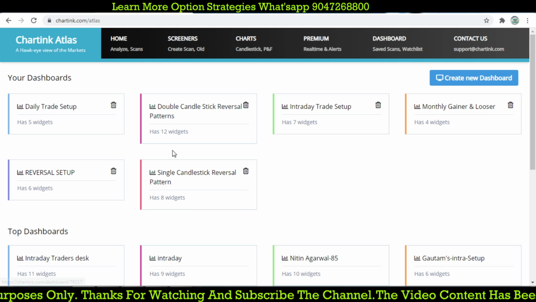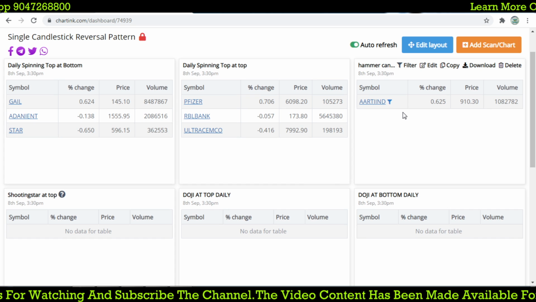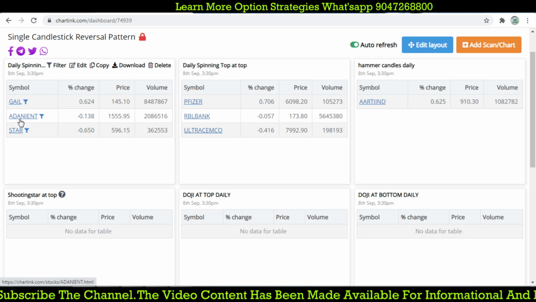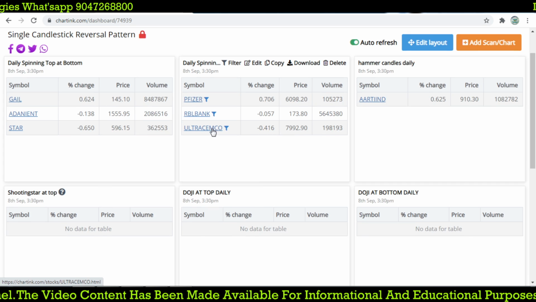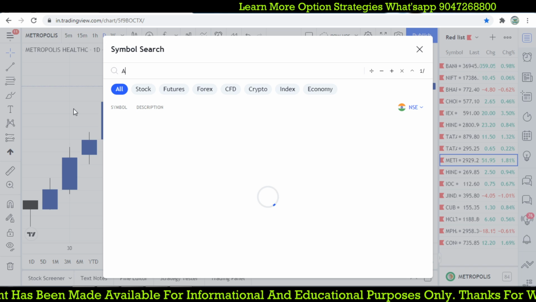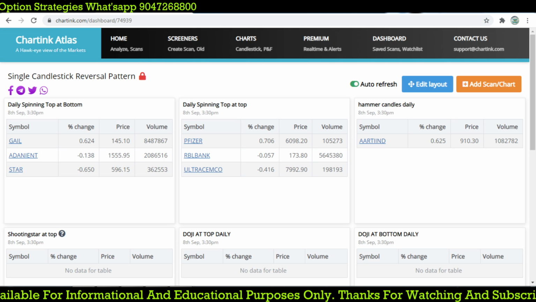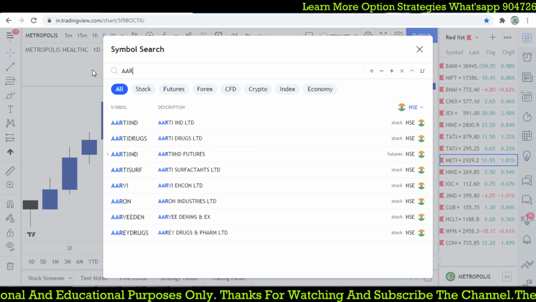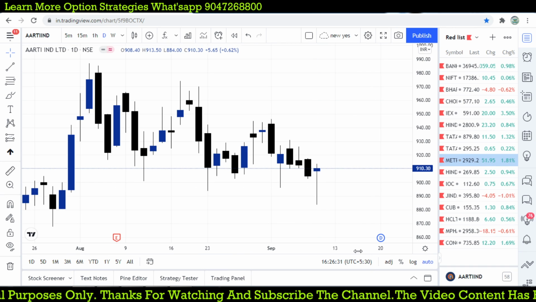scanner. What are the stocks which present a single candlestick pattern? I think Aarti Industries is forming a hammer, and we don't have any shooting star. These are the stocks which form a spinning top at the top. No other candlestick pattern, so only Aarti Industries. Let's check ART, spelling AART. Yes, it forms a spinning top at the bottom of the market.